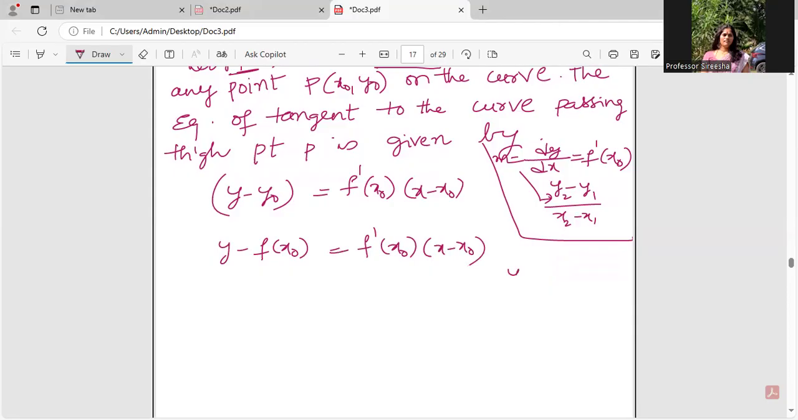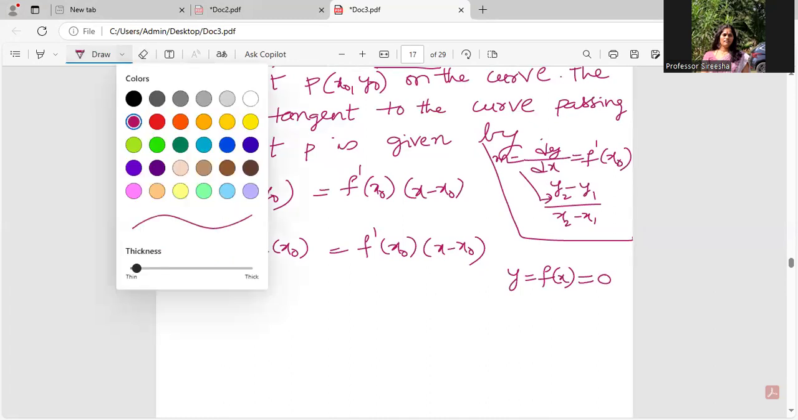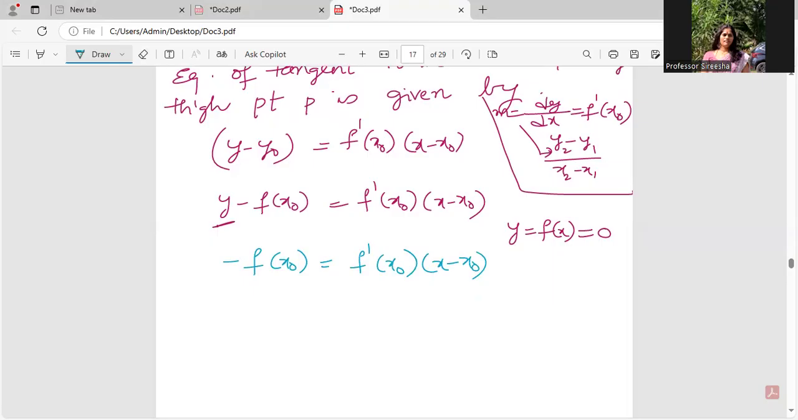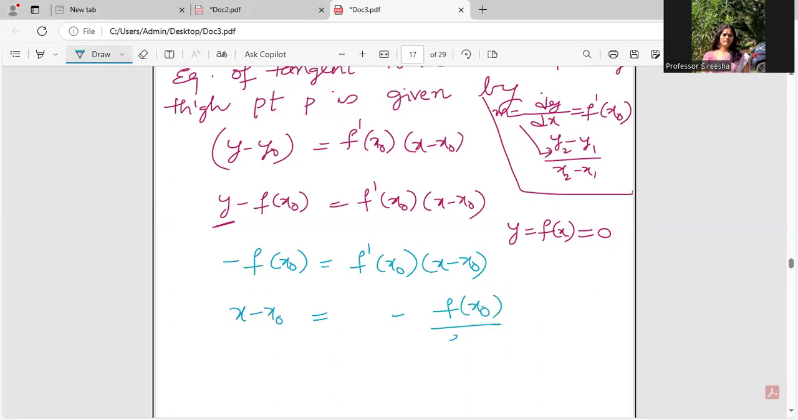Now, just see here, there's one statement, y is equal to f of x. f of x is the equation of the curve. So, equation means what? Equated to 0. If I substitute the same thing in the place of y, what I'll be getting would be minus f of x naught is equal to f prime of x naught into x minus x naught. I'll tell you the geometrical interpretation as well. So, x minus x naught would be minus f of x naught by f prime of x naught.